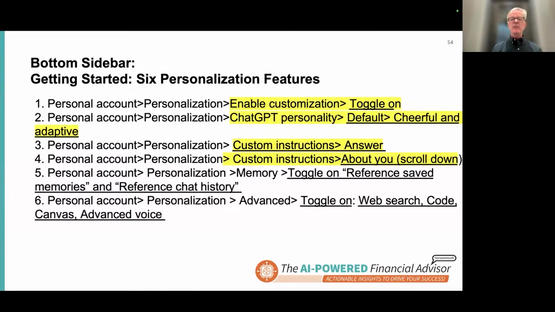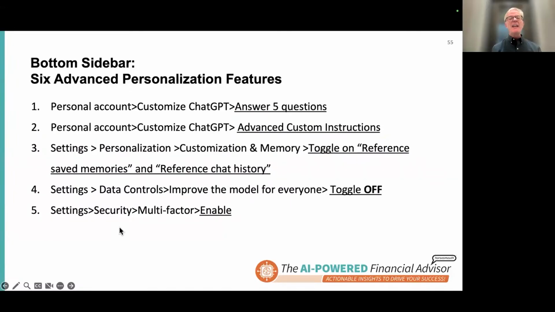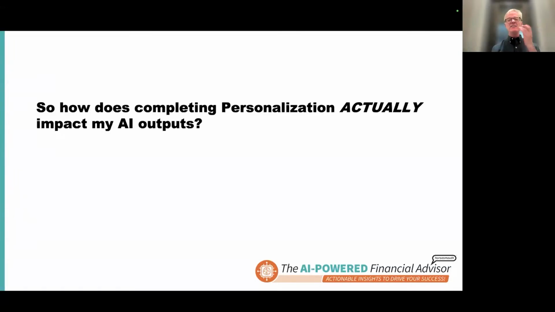in the advanced area, there's even more things to toggle on relating to web search, code, Canvas, and some other things. And then additionally, there's other questions. There are 5 questions that it'll ask about yourself. There's advanced custom instructions. In essence, we can't go into all of them right now, but my key point here is to show you, if you've never spent any time down here, you need to, because it's going to improve your results dramatically.